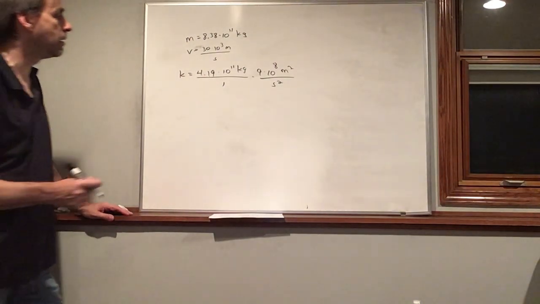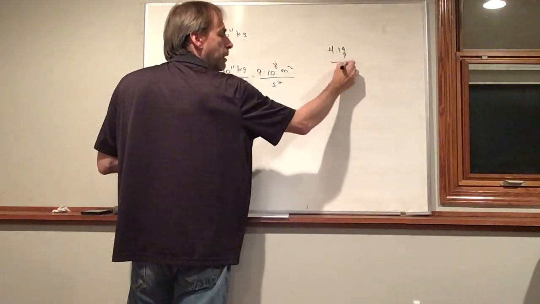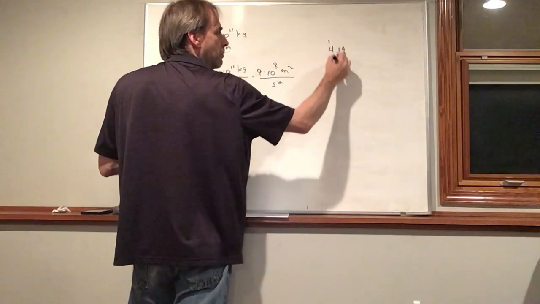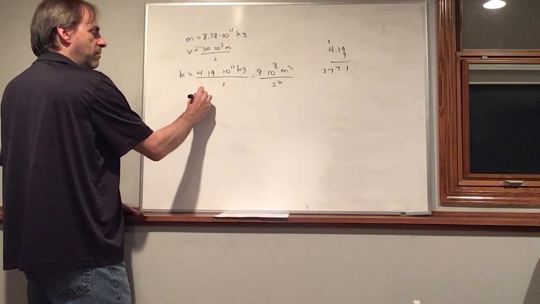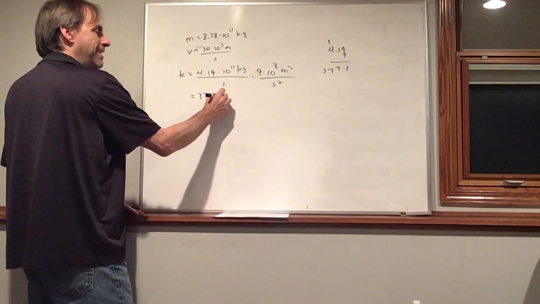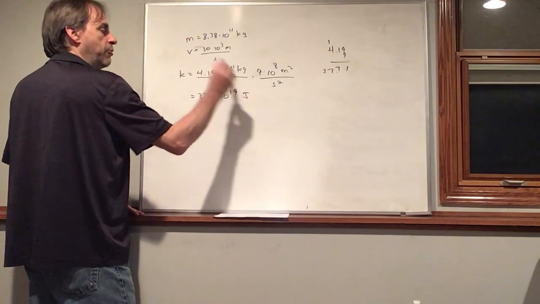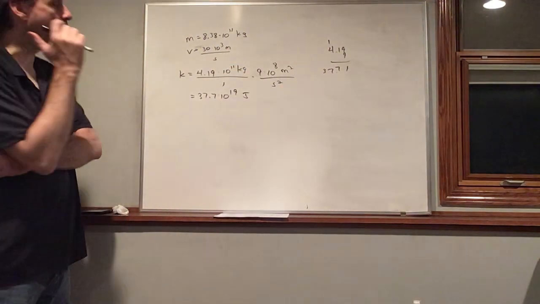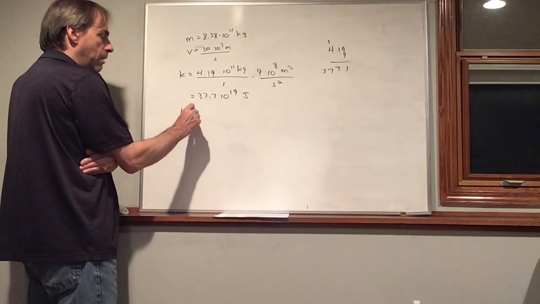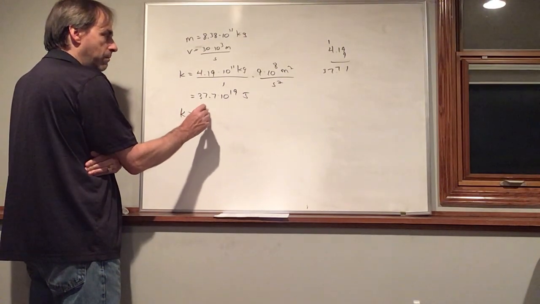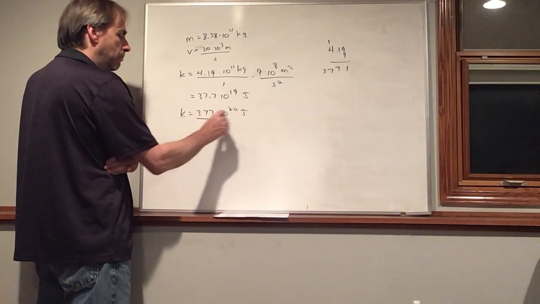So we're going to have about 4.19 times 9. Let me just, 81. So it's going to be around 37.7 times 10 to the 19th. And that would be joules, kilogram meter squared per second squared. So the kinetic energy would be around 3.77 times 10 to the 20th joules.